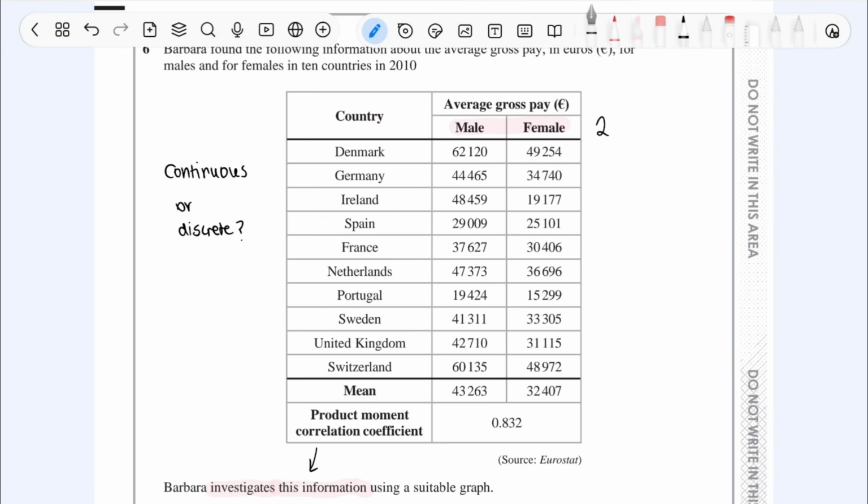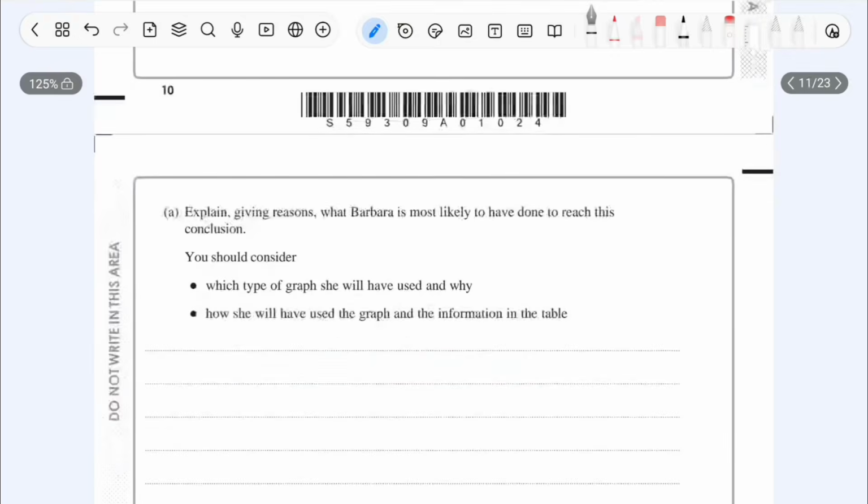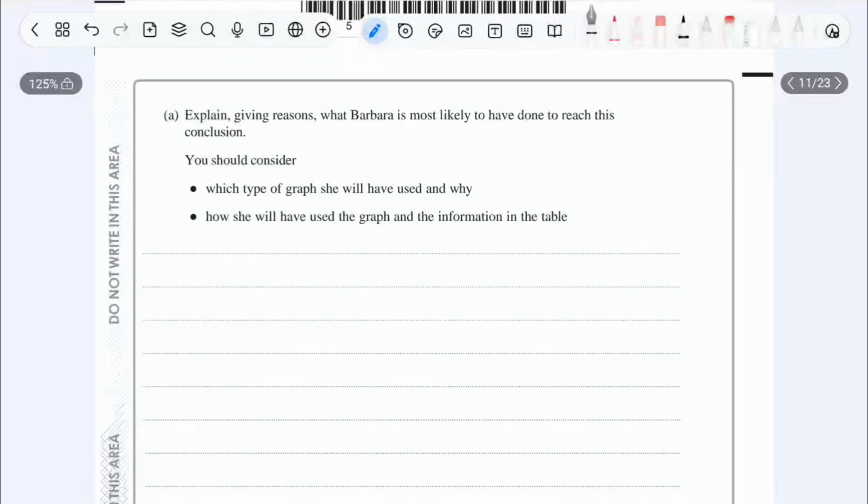And you can see here that all the data is discrete. It's not continuous, so it couldn't be a time series or anything, even though there is no time value here. I'm just illustrating that. And now we've got two conditions, bivariate data and it's discrete. And what comes to mind is a scatter diagram. So what she would have used is a scatter diagram. And the reason for this, because we need to give reasons, is that the data is bivariate.